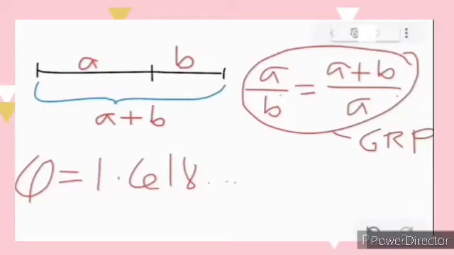Using this line, the longer value A and the shorter value B are in a certain ratio to each other. A divided by B has to be equal to A plus B divided by A. That's called the GRP, or golden ratio property. So they say that phi is 1.618.